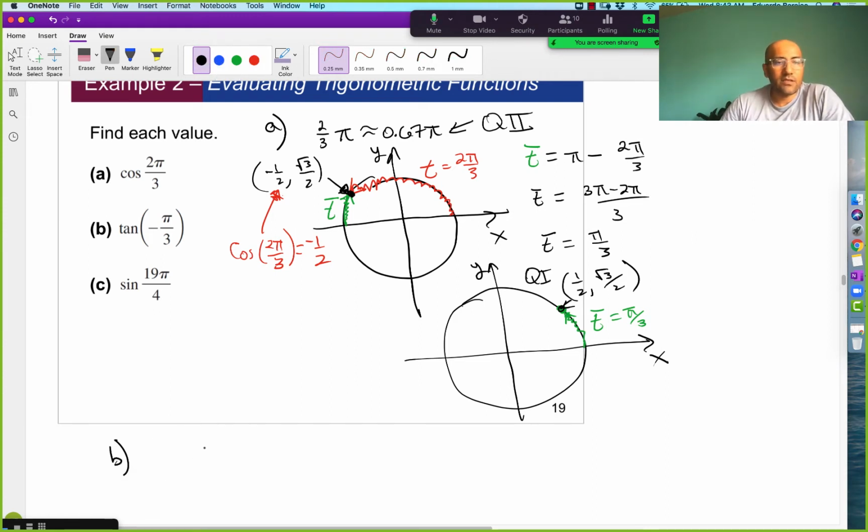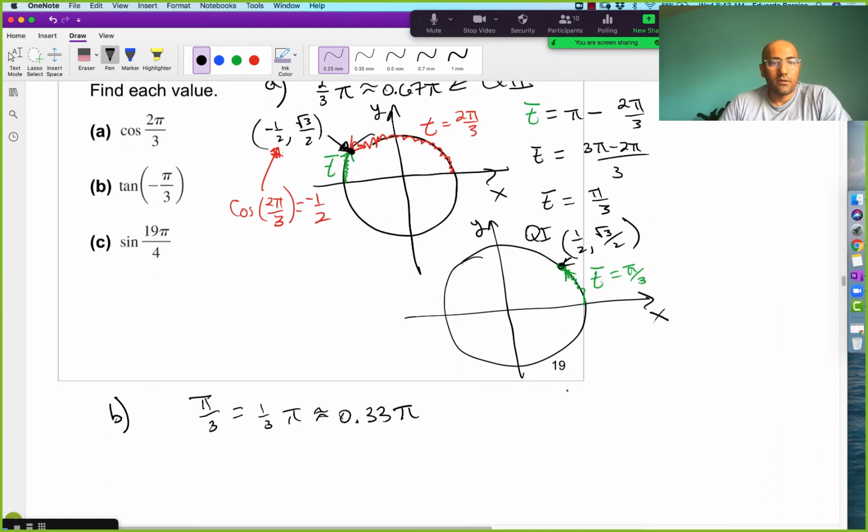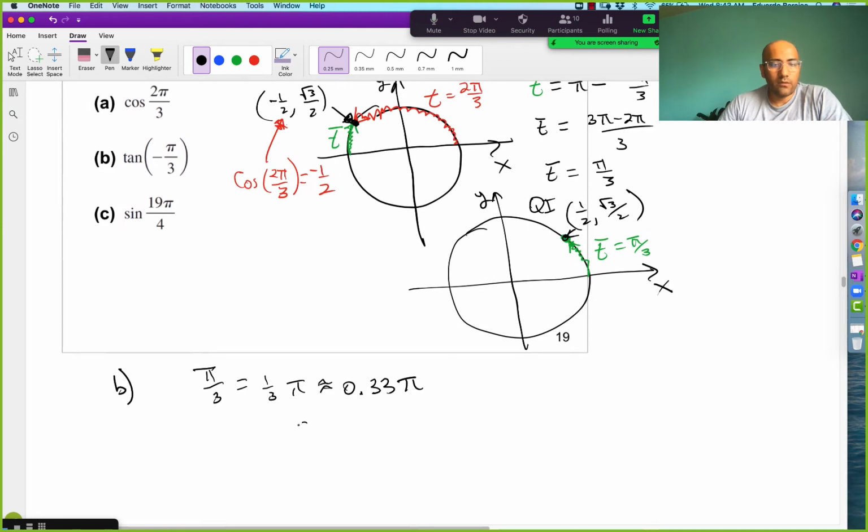We have tangent of negative pi over 3. So that's obviously going to be in quadrant 4, since 1/3 of pi, so pi over 3, is equal to 1/3 pi, which is approximately 0.33 pi. So it's less than half a pi, and it's negative, so it's going in the clockwise direction. So we can do a quick little sketch. Here's a unit circle.